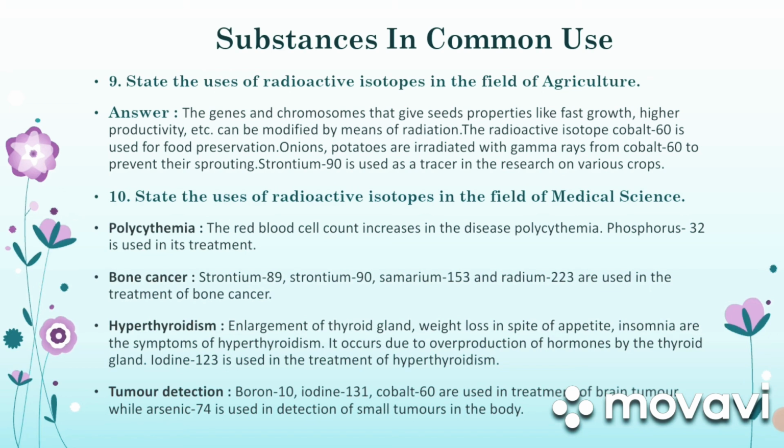Hyperthyroidism. Enlargement of thyroid gland, weight loss in spite of appetite, insomnia are the symptoms of hyperthyroidism. It occurs due to overproduction of hormones by the thyroid gland. Iodine 123 is used in the treatment of hyperthyroidism. Tumor detection. Boron 10, iodine 131, cobalt 60 are used in the treatment of brain tumor, while arsenic 74 is used in the detection of small tumors in the body.